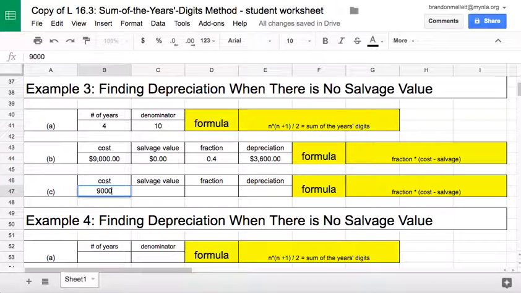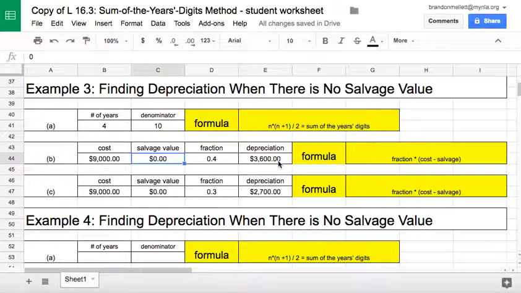Now for year 2 for depreciation, again, no salvage value, we're going to go 3 over 10, and we would find the fraction to be 0.3. Depreciation for this one, we'll go fraction times parentheses cost minus salvage value, parentheses, enter. We'd get $2,700. So again, this is an accurate method to calculate depreciation for each year.